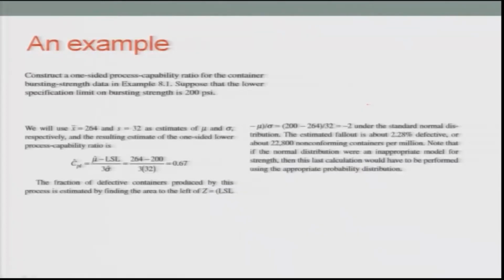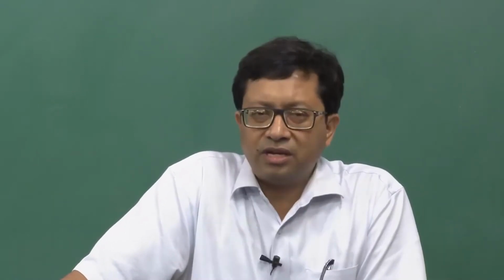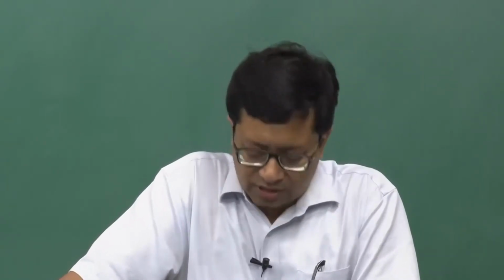So, this will be one-sided process capability. You are required to find the process capability for one-sided for the container bursting example. Suppose the lower specification limit of the bursting strength is given as 200 pounds per square inch. You will use x bar as 264, S as we already know is 32, and based on that, when we find the value of the one-sided process capability ratio, with the overall coverage of 6 sigma divided by 3 sigma, and sigma replaced by sigma hat because this is not known, the value comes out to be 0.67.